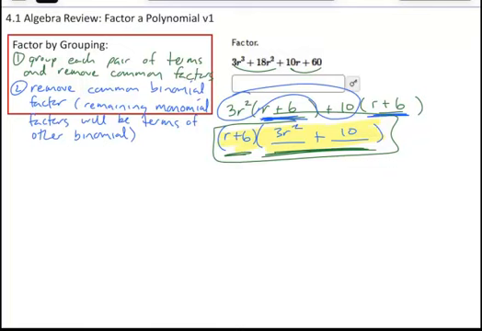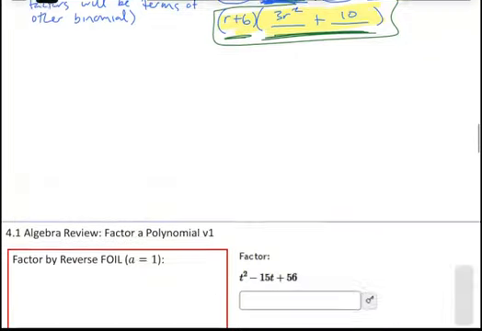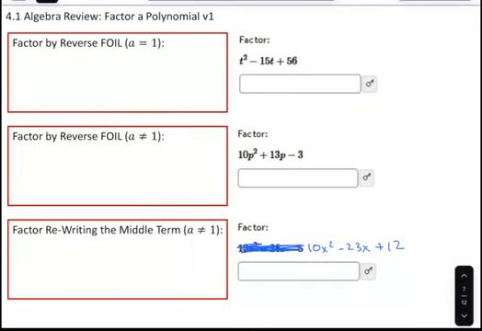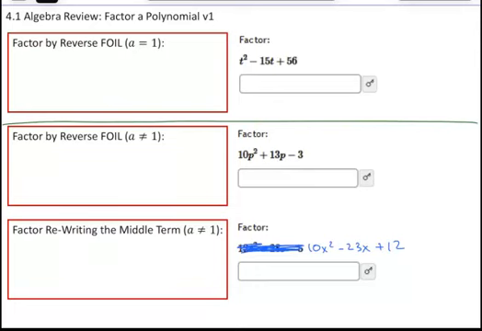If none of that works, then you move on to the next step, which is you're probably going to have a trinomial. And if it's not a perfect square trinomial, you're going to use one of these 2 methods to solve. So the first one is, let's take a look at what happens when your leading coefficient is a 1. So this is the easier way to do this. And if that's the case, you're going to use a process called reverse FOIL. Reverse FOIL is just trial and error, although there's a process that you use for this.